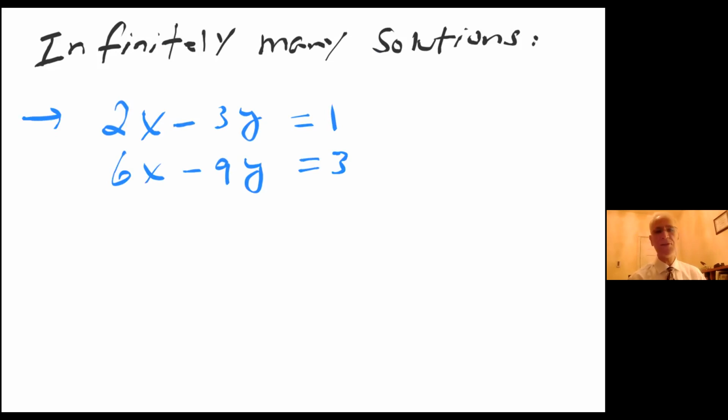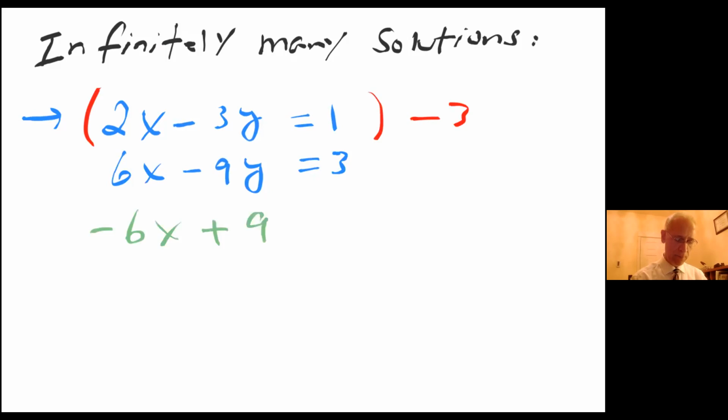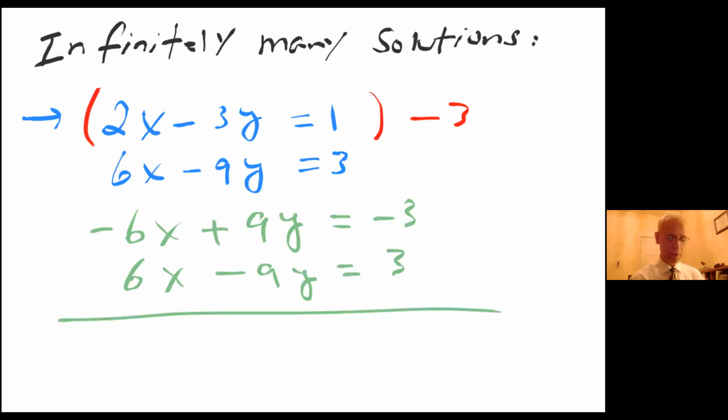But let's say that we didn't realize that. So we want to solve this, and let's multiply the first one by negative 3. That gives me minus 6x plus 9y equals negative 3. And then the second one was 6x minus 9y equals 3. Add them together. Okay, so notice that now I get 0 plus 0 equals 0. So this system has infinitely many solutions.